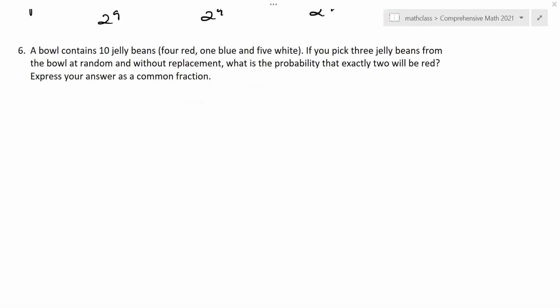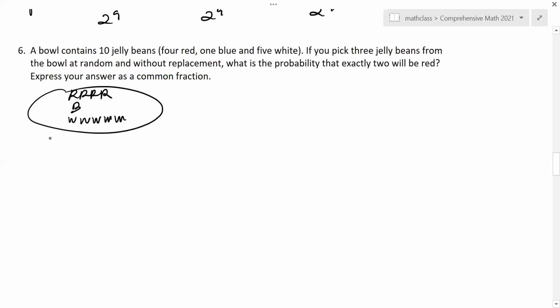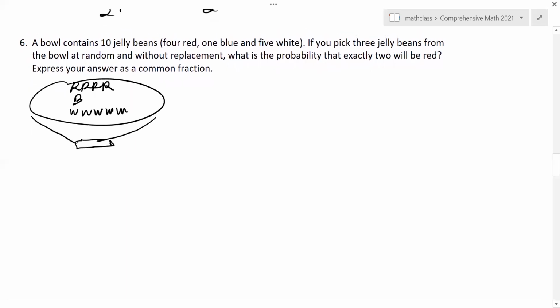A bag contains 10 jelly beans: 4 red, 1 blue, and how many white? 5 white. So this is my bag, right? If you pick 3 jelly beans from the bag at random and without replacement, what is the probability that exactly 2 will be red?